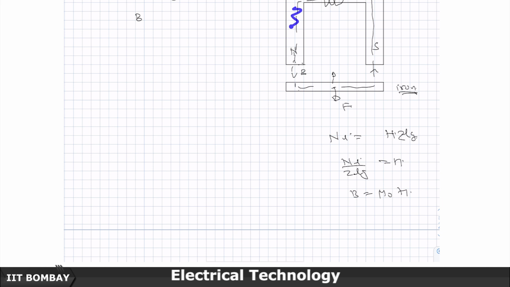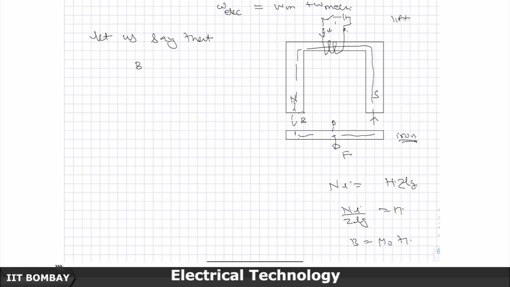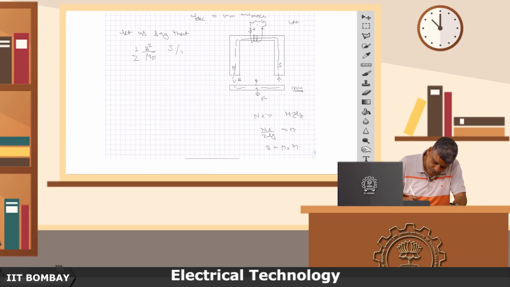Therefore, there is no energy stored in the iron, but only the energy which gets stored in the air gap. So, that would be half of B square by mu naught joules per meter cube. Am I right? Think about it. It is not hard. You can even derive this if you want to.